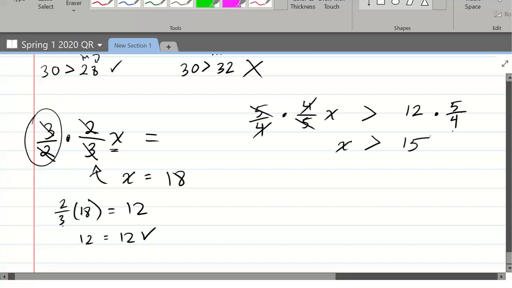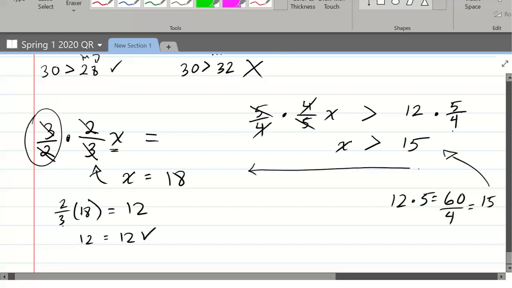We get 15. Again, I don't expect you guys to do this in your head. Use your calculators to do this, right? So 12 times 5 over 4 gives you 15. So you could do it this way, 60, and you have over 4, 15. That's how I got this right here, right?